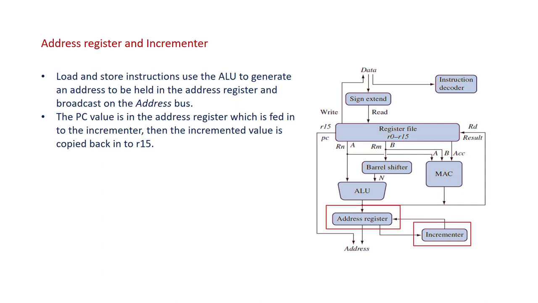Next, address register and incrementer. Load and store instructions use the ALU to generate addresses to be held in the address register and broadcast on the address bus. Incrementer: the PC value, that is the program counter value, is in the address register, which is fed into the incrementer. Then the incremented value is copied back into R15.